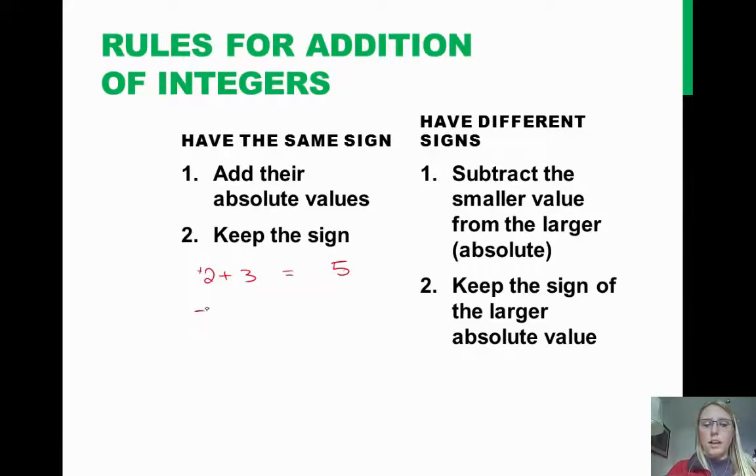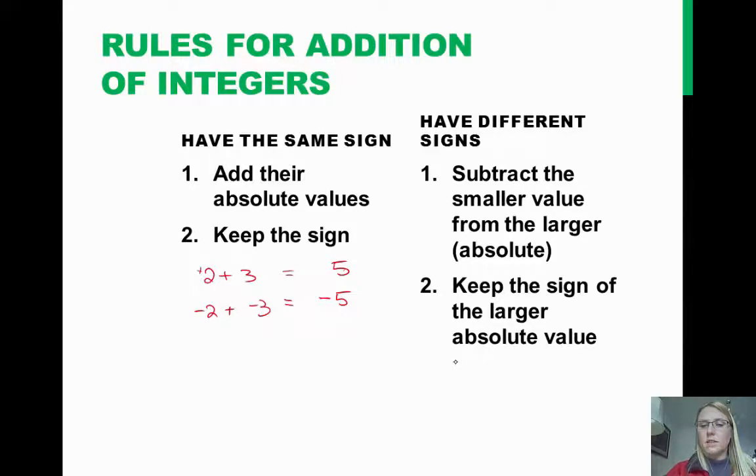But if I had like -2 plus a -3, once again, they're both negative. I'm going to add them, and I'm going to keep the negative sign because they both had a negative sign. However, if they have different signs, I'm actually going to subtract the smaller value from the larger value and then keep the sign of the larger value.